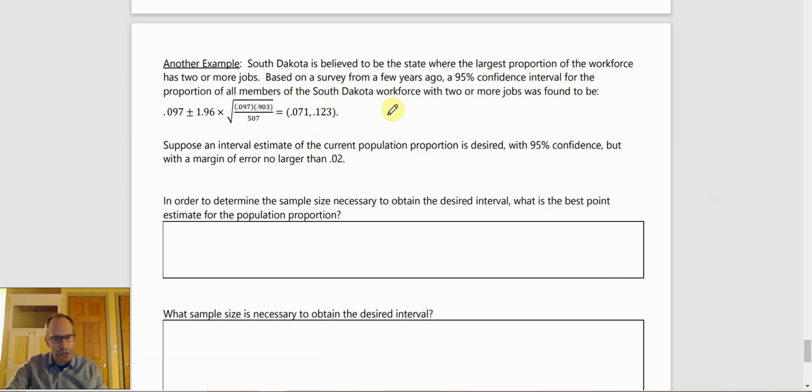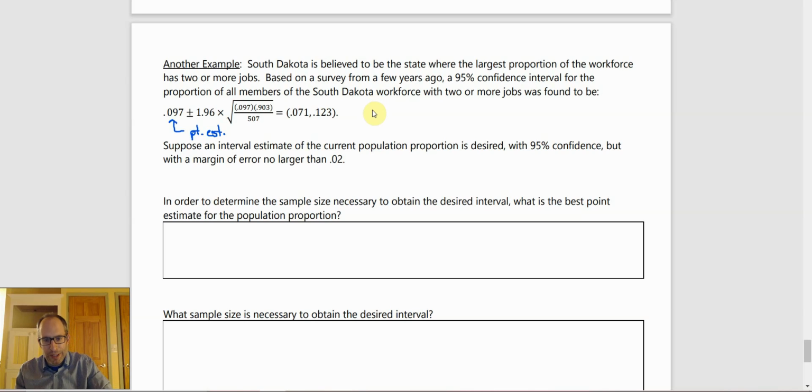Okay, well usually you just get the endpoints. Why did I write out the whole thing? So that would make it easier to find the point estimate. Because the way that we've been doing this before, there's our point estimate, right? It's before the plus minus.